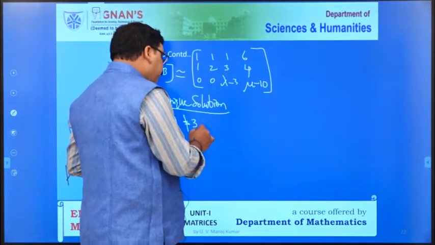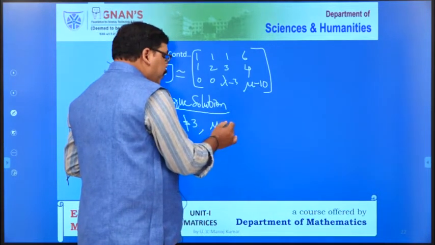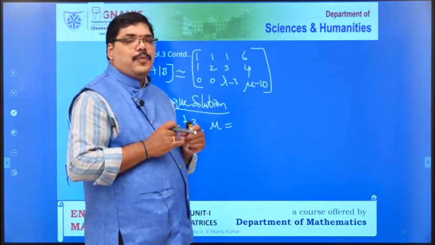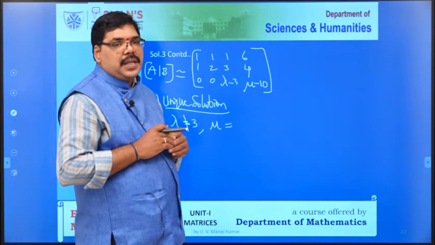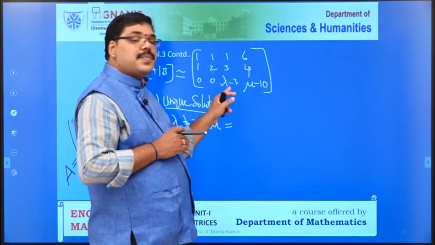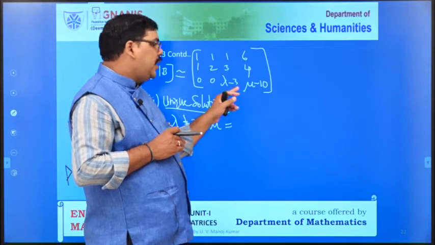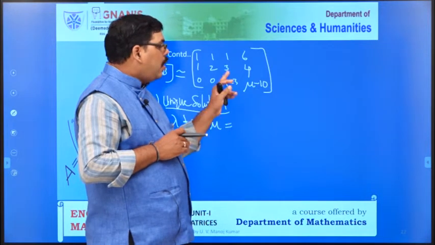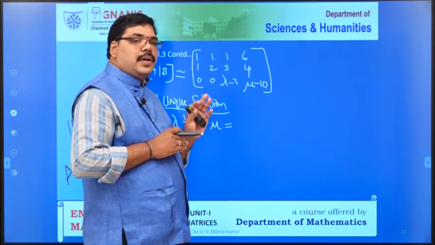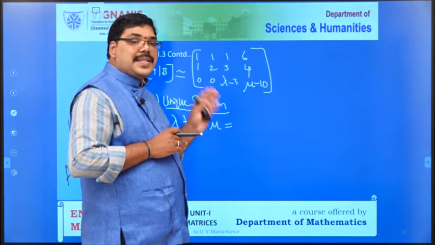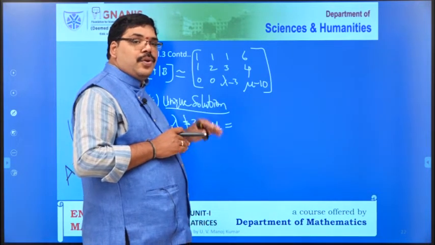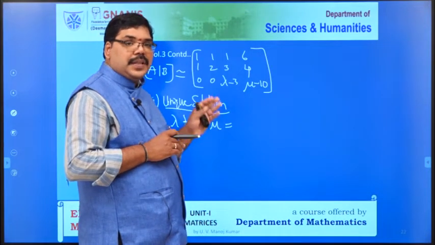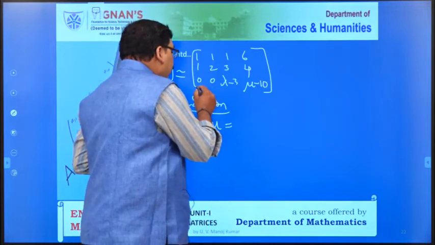Similarly, mu. What value can we take for mu? Once lambda is not equal to 3, this position becomes non-zero. Then there is no need to bother about this. If it is 0 or non-zero, don't bother about the fourth position. Once the third position is non-zero, both A and AB will have the same rank. Why is it so?